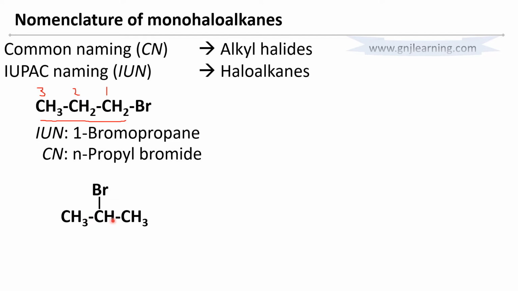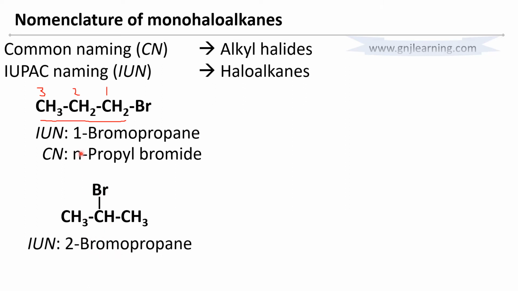Here I have a compound in which bromine is attached to the second carbon of a propane. How will I number it? I can number starting from either end. In both cases, bromine will get the number 2. So we can choose either numbering. What will be the IUPAC name? Because it is attached to the second carbon atom, it is 2-bromopropane.